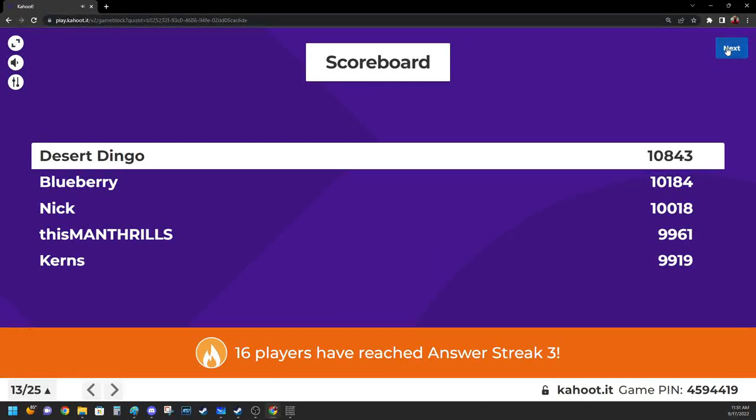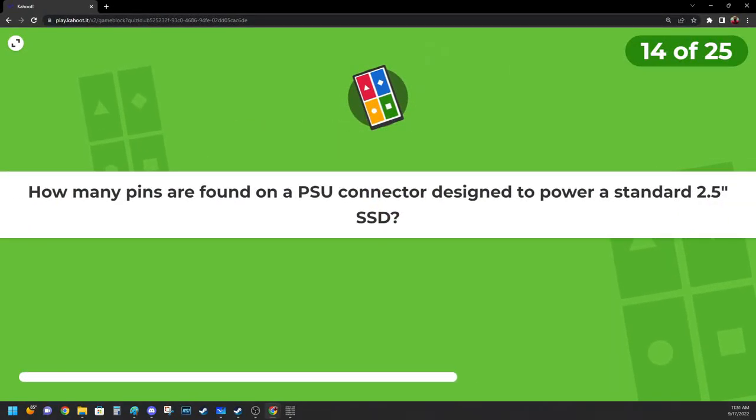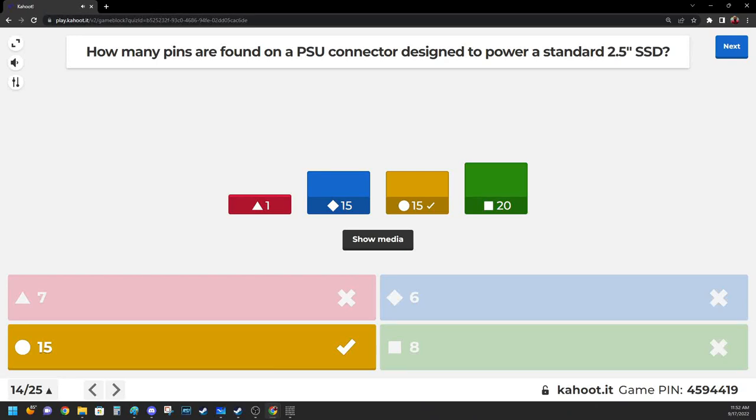Insert ominous laugh. Question 14. I think this one's going to be hard. I think we're going to get a variety. I think we're good. I got faith. All right, better than it could have been.